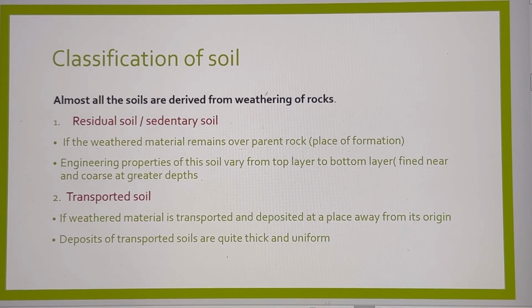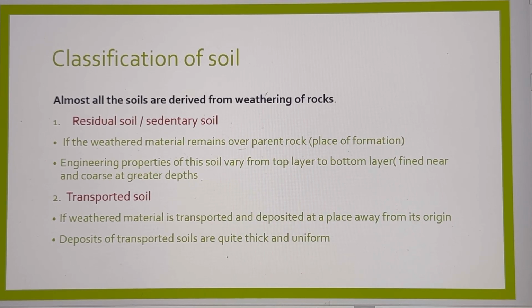Then classification of the soil. Almost all soils are derived from weathering of rocks. Now soils are classified into two types, that is the residual soil, or sedentary soil, and transported soil. Residual soil means the weathered material remains over the parent rock, meaning where the parent rock was there only the upheaval occurs. It is called the residual soil. The engineering properties of the soil vary from top layer to the bottom layer, meaning fine will be near the top and the coarse will be at the greater depth.